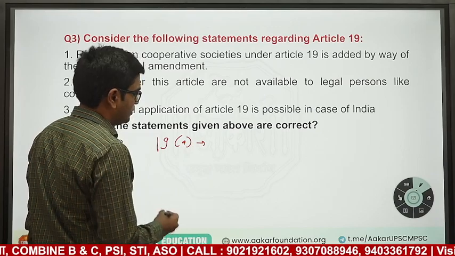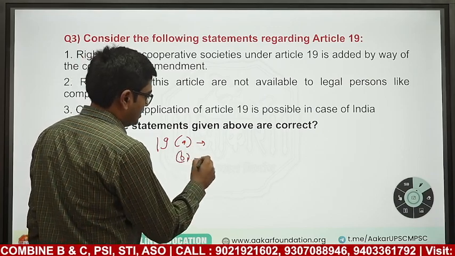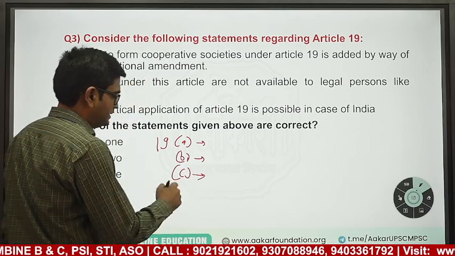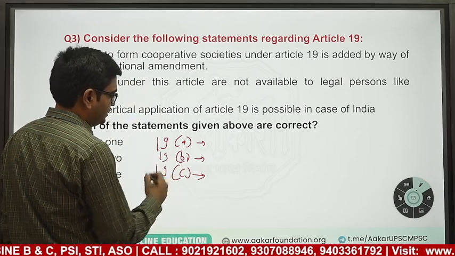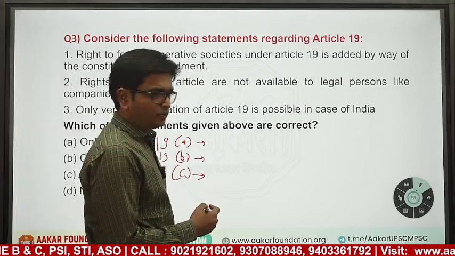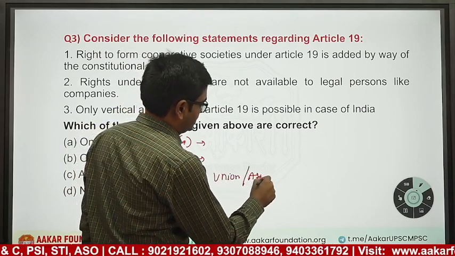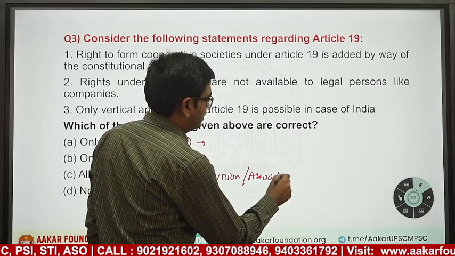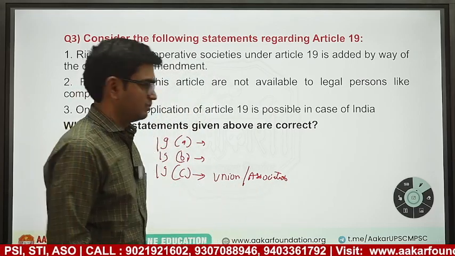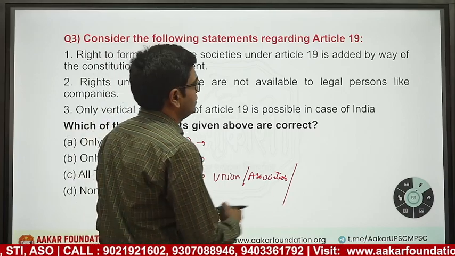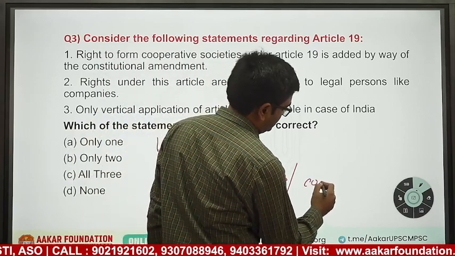19A is right to expression, freedom of expression. B is assembly, right to assemble without arms. 19C, we talk about 19C. This gives you the right to form unions, right to form associations. Okay, so this was in the original Constitution. Then constitutional amendments were made, and one more thing added here was cooperative societies.